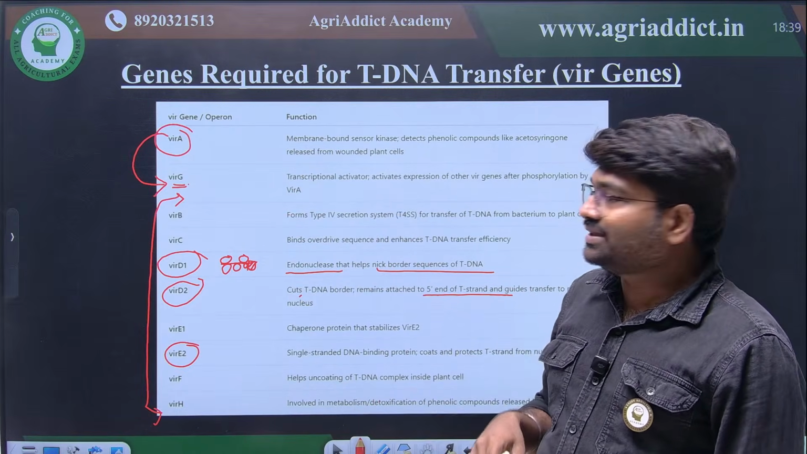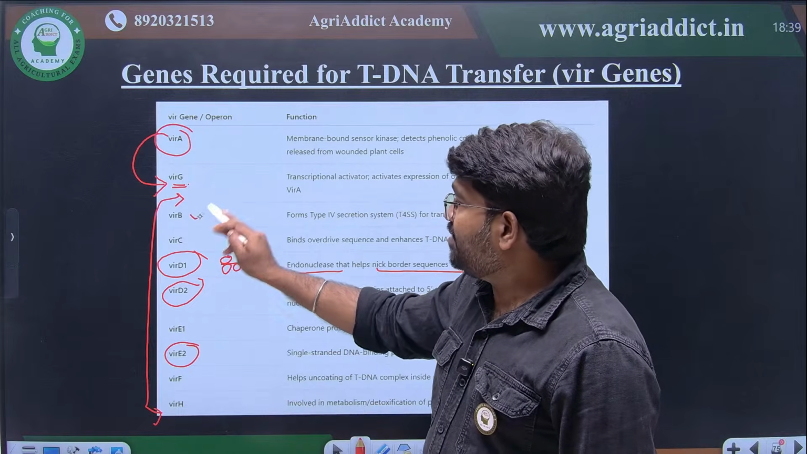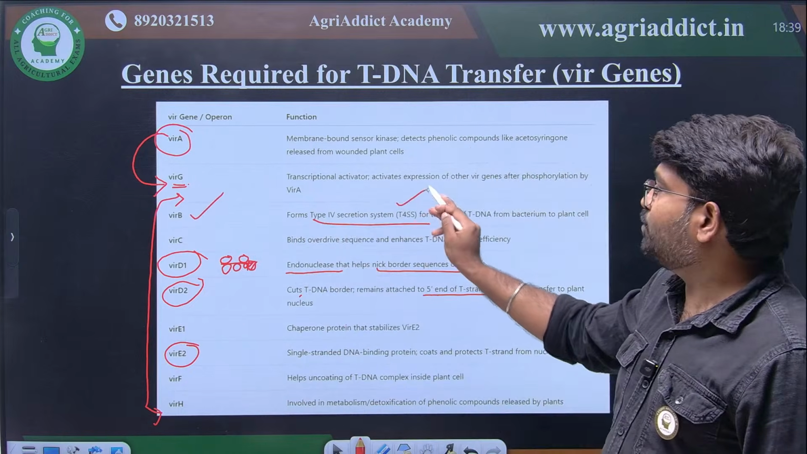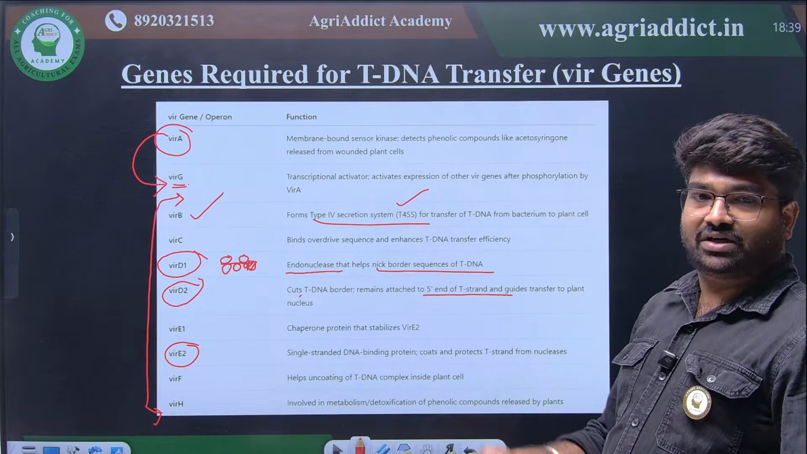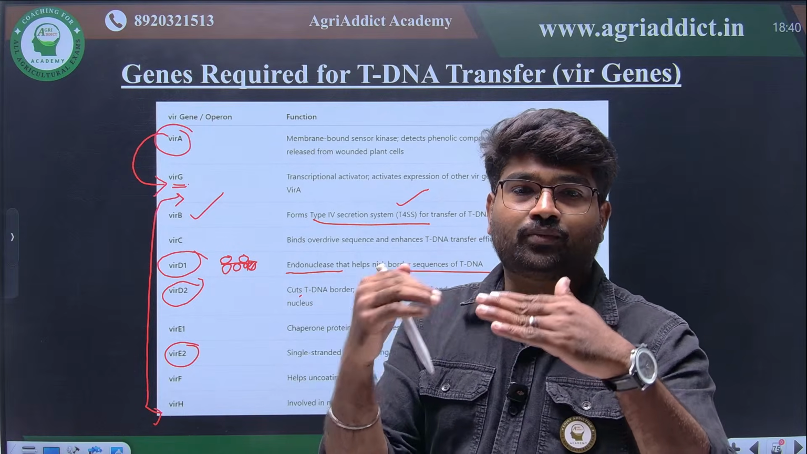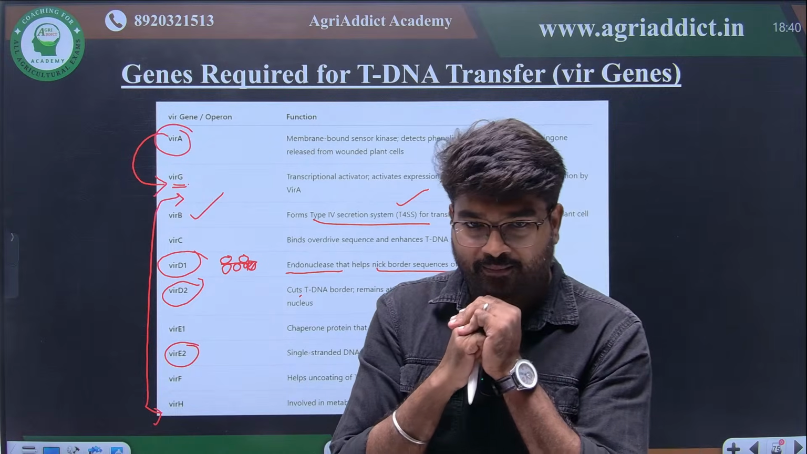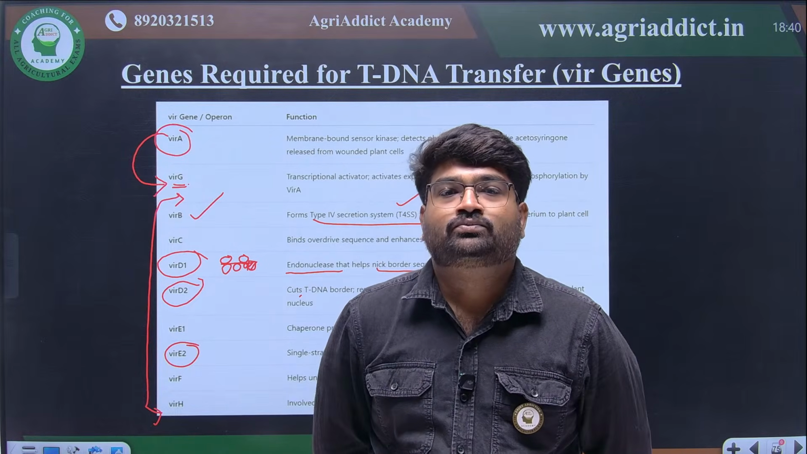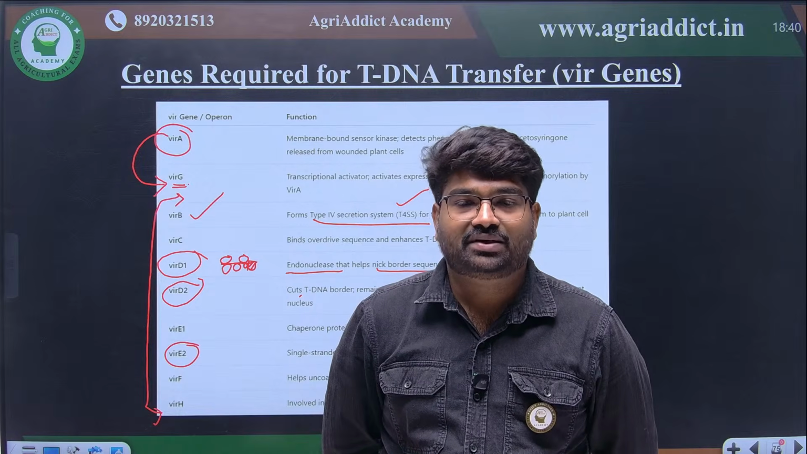Apart from that, what are the other things? Vir B will form a type 4 secretion system, that means a sex pilus-like structure for transferring the tDNA into the host organism. Clear? Any doubt? The mechanism for tDNA gene transfer is clear.